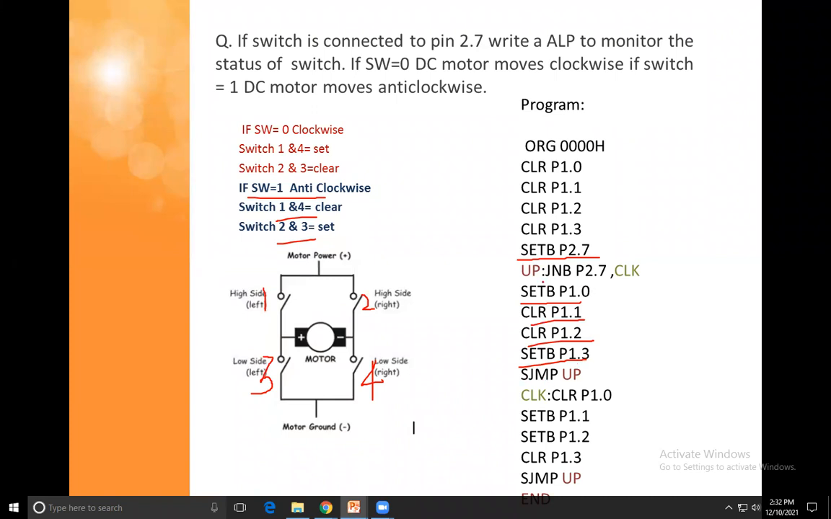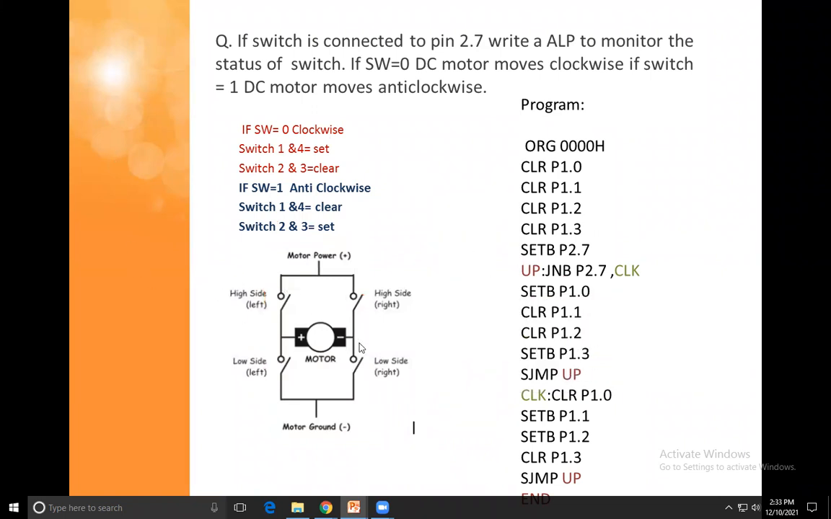When it is jump if not bit, means if it contains a zero value, it is rotated into the clockwise direction. So here set 1.1, set bit 1.2, and then clear 1.3 and edge jump to the up. So it will go to the edge jump to the up. So motor will be rotated into the continuous direction. Okay, so this is the program.